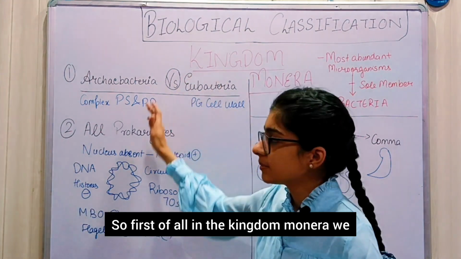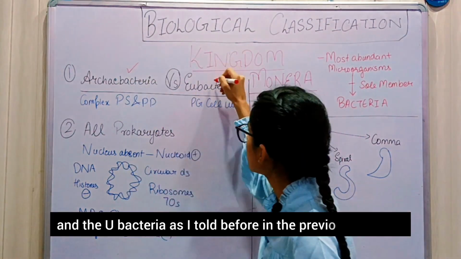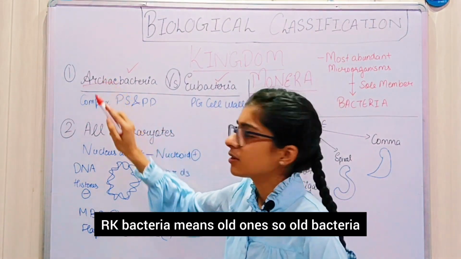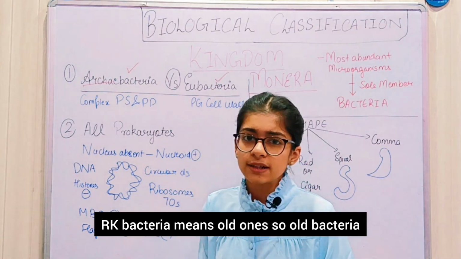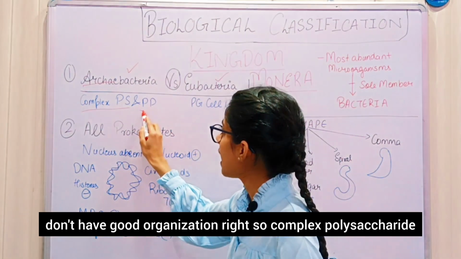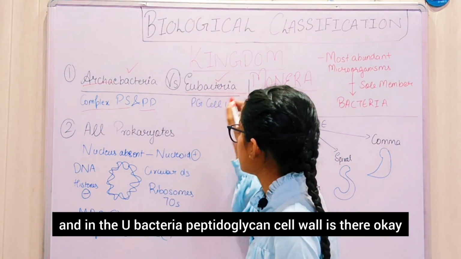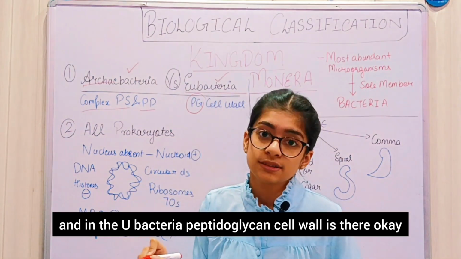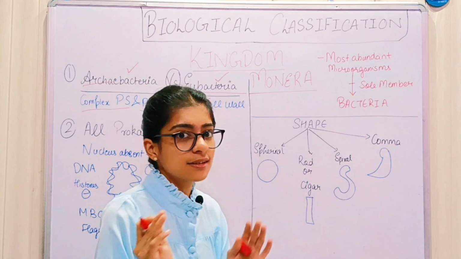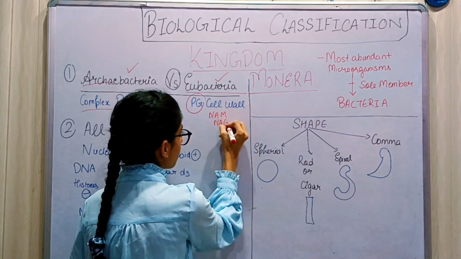So first of all, in the Kingdom Monera, we know it is divided into Archaebacteria and the Eubacteria, as I told before in the previous one also. Archaebacteria means old ones. So old bacteria don't have good organization, right? So complex polysaccharide and polypeptide are there in the cell wall. And in the Eubacteria, peptidoglycan cell wall is there. Okay, and peptidoglycan, what are these? NAM and NAG, N-acetyl muramic acid and N-acetyl glucosamine.